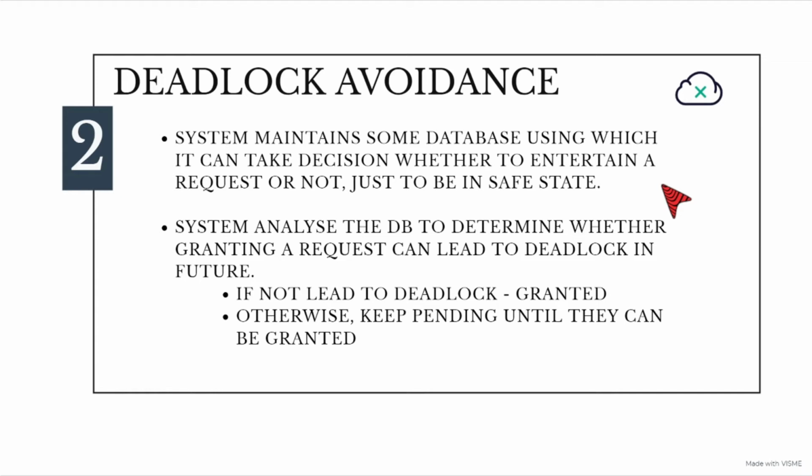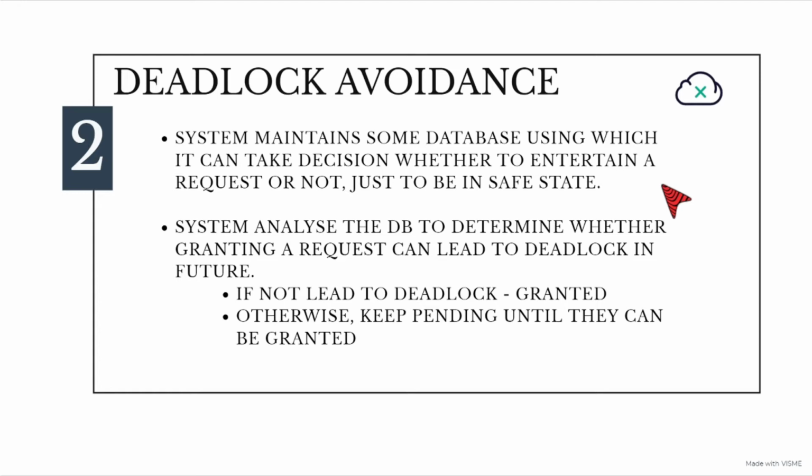If deadlock will not come in future, if this will not lead to deadlock in future, then it is granted. Otherwise, keep pending until they can be granted. So if I am having 10 glasses and 10 guests are arriving, and I am the system, I am analyzing the information that 10 guests are arriving, and I'm checking whether I'm having 10 glasses. I came to know I'm having 10 glasses, so this will not lead to a deadlock.